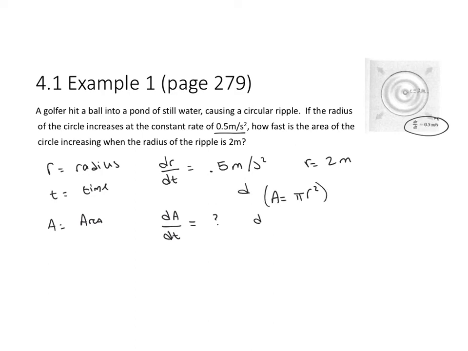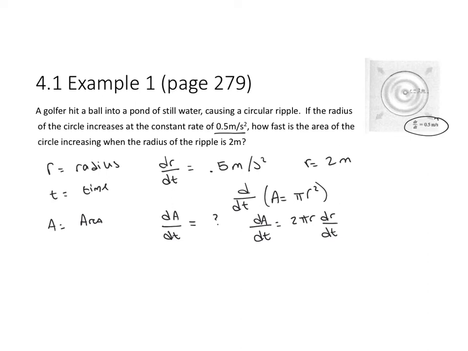So I think I'll write it like this. So dA/dt is going to be equal to, we're differentiating with respect to time, so it's 2 pi r dr/dt. Remember that from implicit differentiation. We're differentiating the variable r with respect to time. So now my differentiated equation is dA/dt equals 2 pi r times dr/dt, meaning that the area of the circle with respect to time is changing at a rate of 2 pi times the radius times how fast the radius is changing.